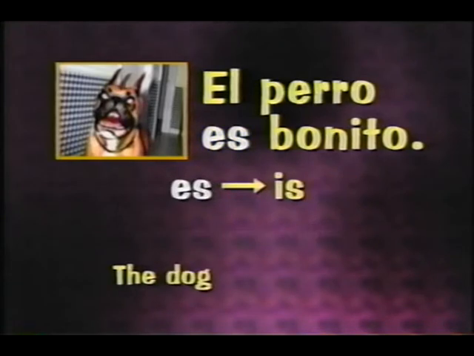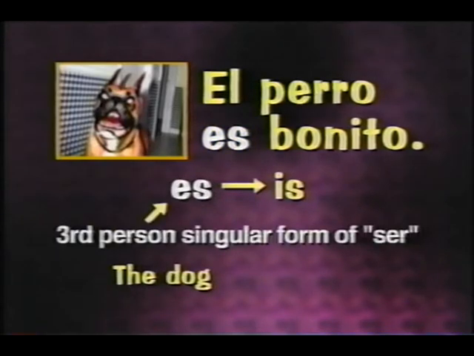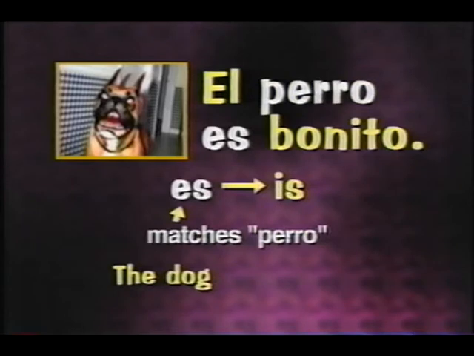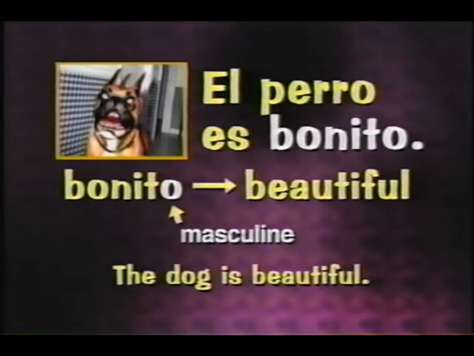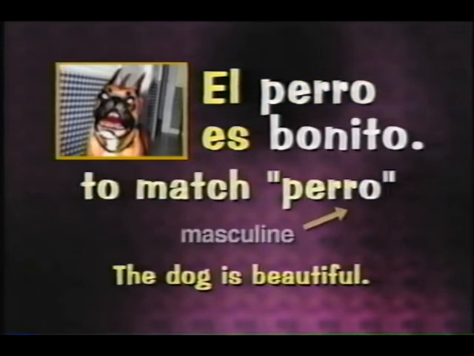Next comes es, which is the third person singular form of the verb ser. Es matches the third person singular noun, perro. After the verb comes our adjective bonito, which means beautiful. Notice the o at the end of bonito, which indicates the adjective is masculine. Why is it masculine? Because it also has to match perro, which is masculine.